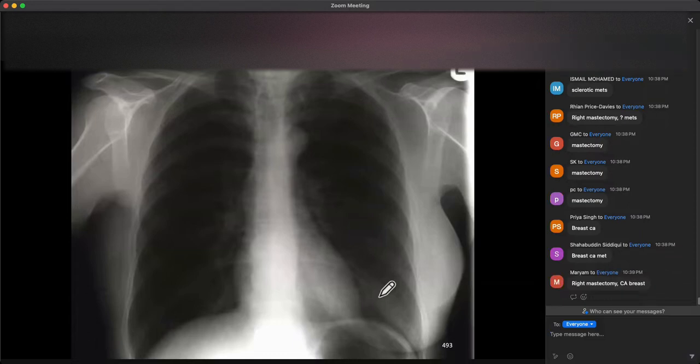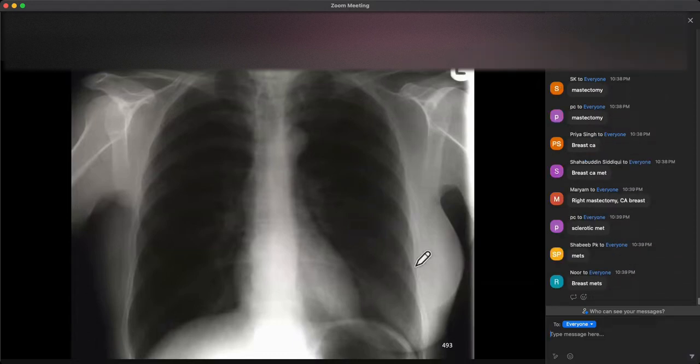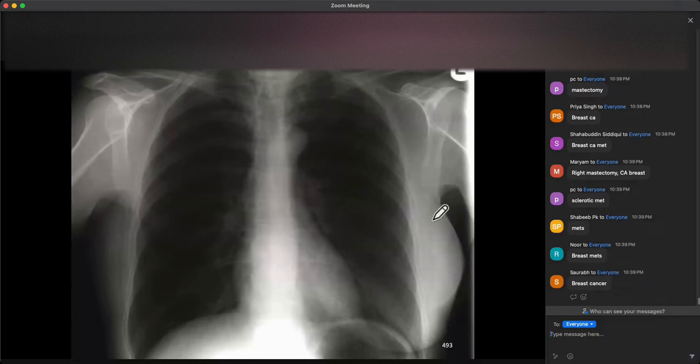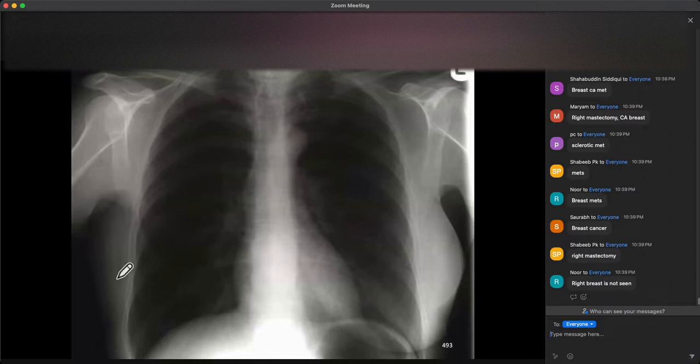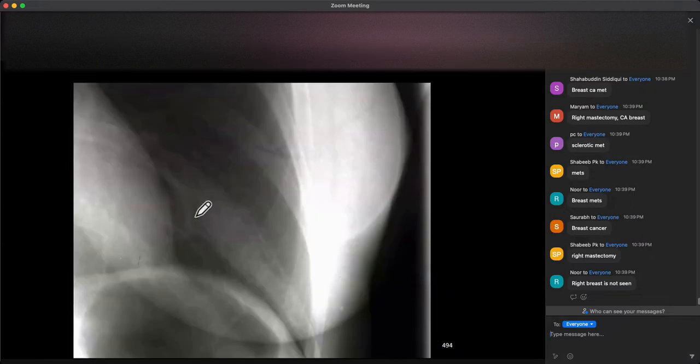Yeah, so the patient has got sclerotic bony metastasis from breast cancer. So there's the breast on the left-hand side, there's a mastectomy on the right-hand side, and we've got sclerotic rib posteriorly, which has obviously caused chest pain in this patient.